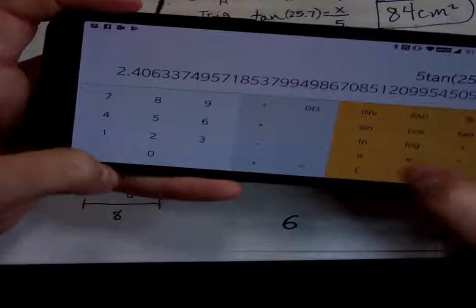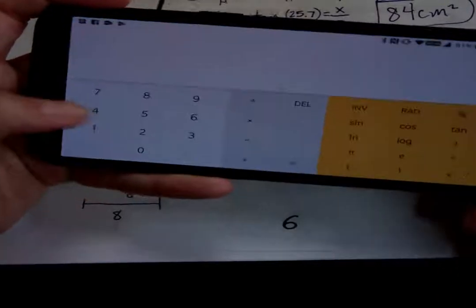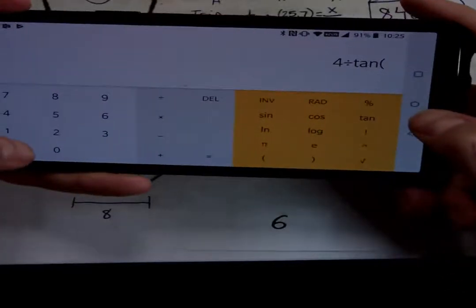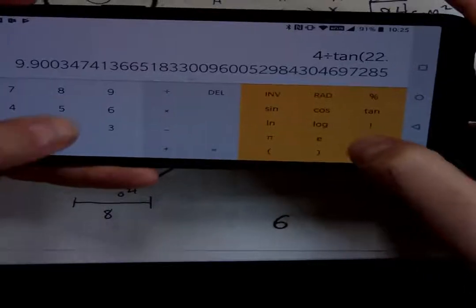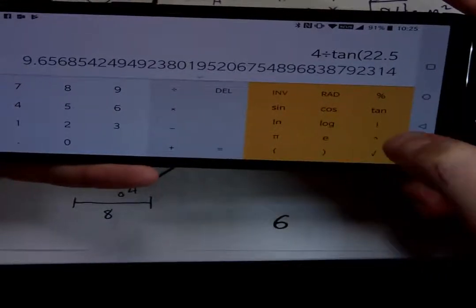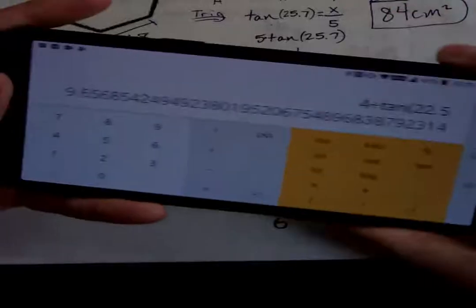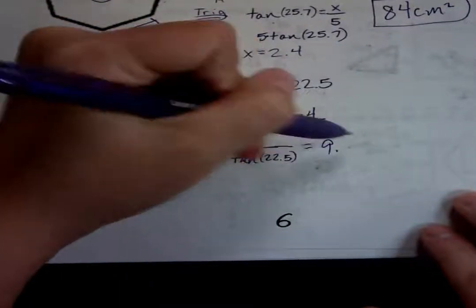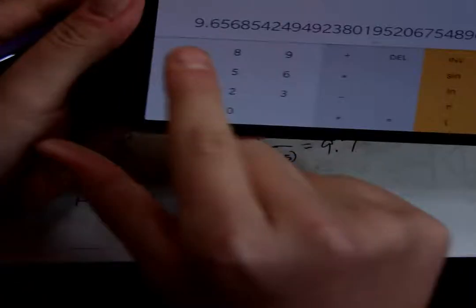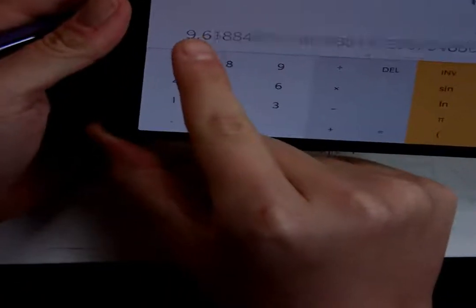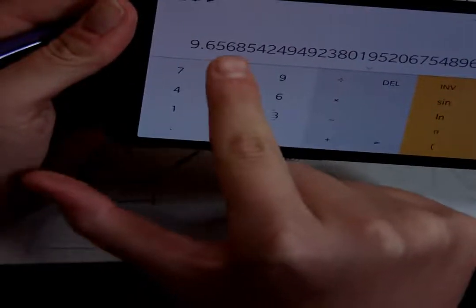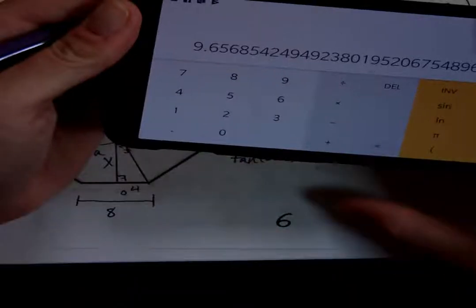So I'll find this on here. 4 divided by tangent. There. 22.5. 9.6565, blah, blah, blah, blah. I'm going to round it to the nearest tenth, which is 9.7. This is not 9.6. If you don't know how to round, we got problems. 9.6 because 5 rounds the 6 up.